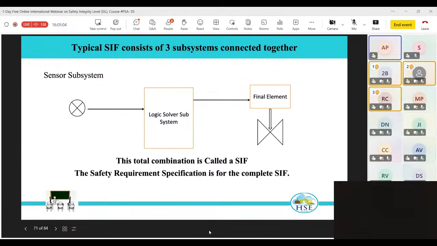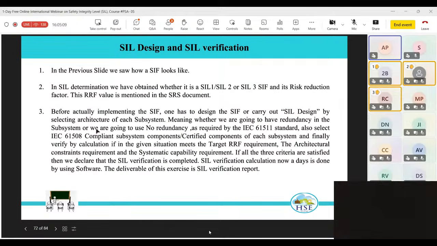Yeah. Pre-design is a very important step in this. Next slide. So, SIL design and SIL verification. In the previous slide we showed how a SIF looks. And in SIL determination we have obtained whether it is a SIL 1, SIL 2, or SIL 3 SIF, and its risk reduction factor. This RRF value is mentioned in the SRS document. So whatever value is there in the SRS, you need to fulfill that. RRF has to be equal to or greater than it, whatever SIF you have designed.